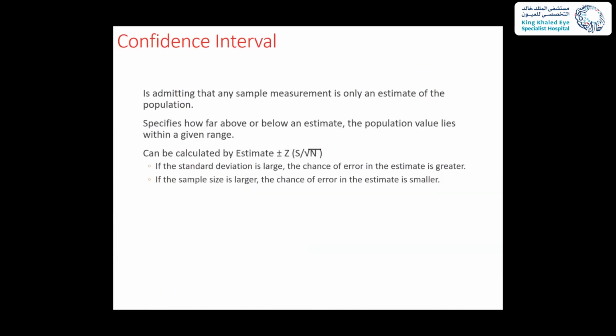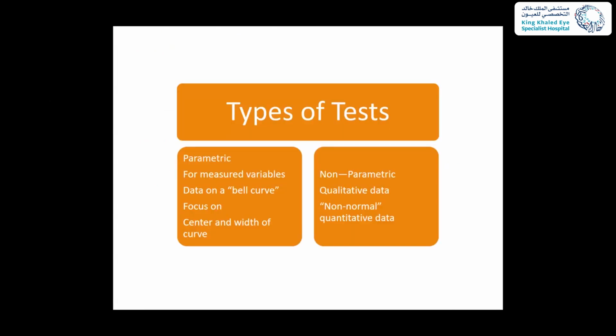You also need to know what a confidence interval is. Whenever we give a percentage, we have to really know where this percentage falls. A confidence interval will give you a lower bound and an upper bound. So a confidence interval specifies how far above or below an estimate the population value lies within a given range.